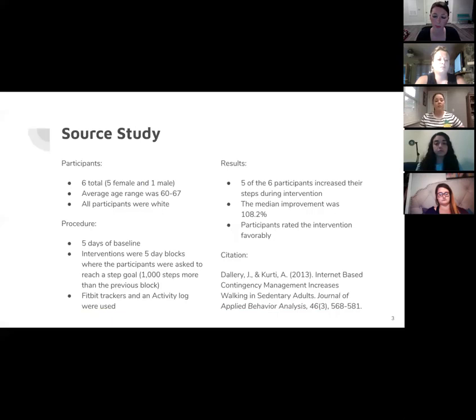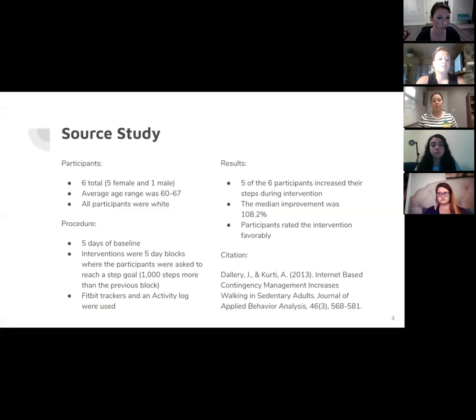After those 5 days of baseline where the participants collected their daily steps, there were 2 intervention phases. Interventions were 5-day blocks where participants were asked to reach a step goal, which was 1,000 steps more than their previous block. All participants used a Fitbit tracker and an activity log to track their steps.